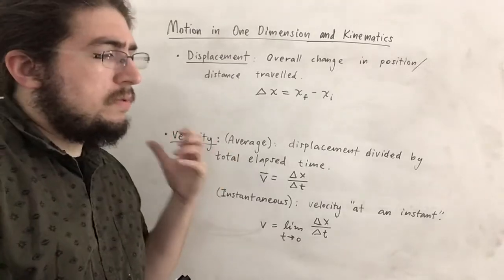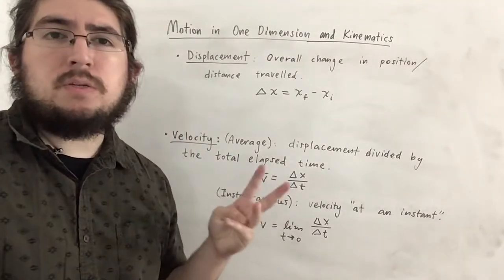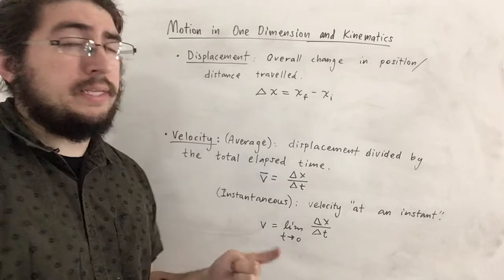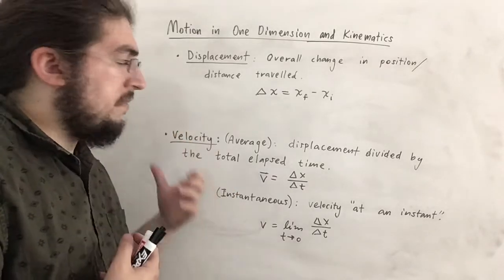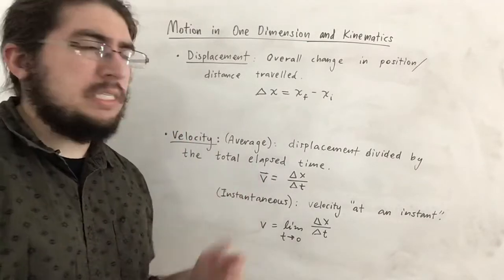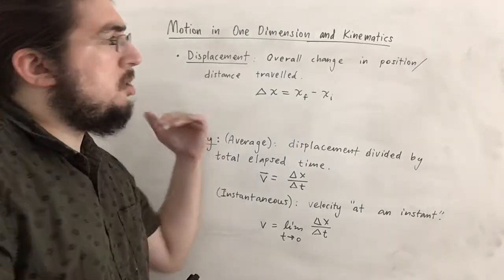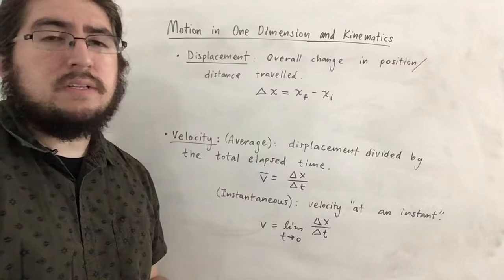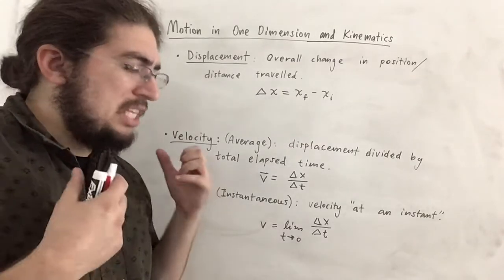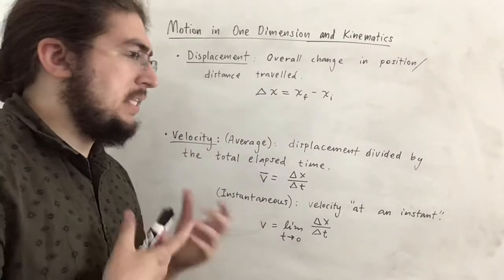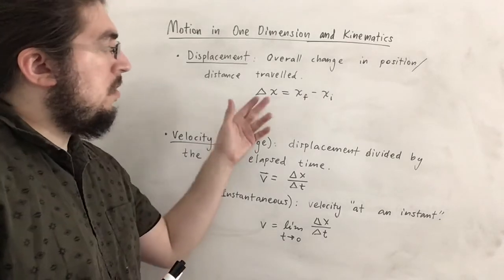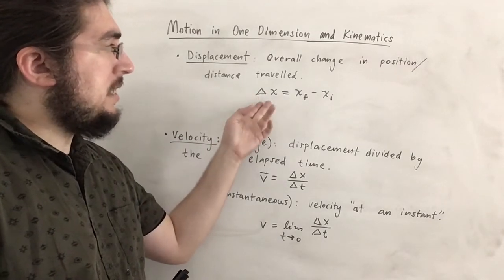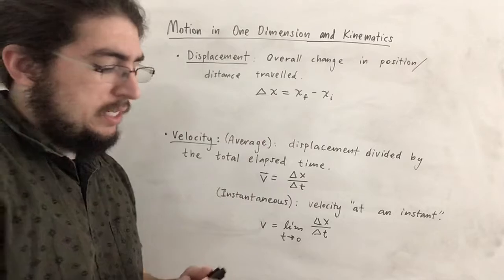Now there are three main components we need to discuss when discussing motion in one dimension. And those are displacement, velocity, and acceleration, which we'll discuss in the next board. But displacement is the overall change in position, or otherwise known as distance traveled. And really this is the change in distance. Can't emphasize that enough. So we describe that as being delta x, which is change in distance.